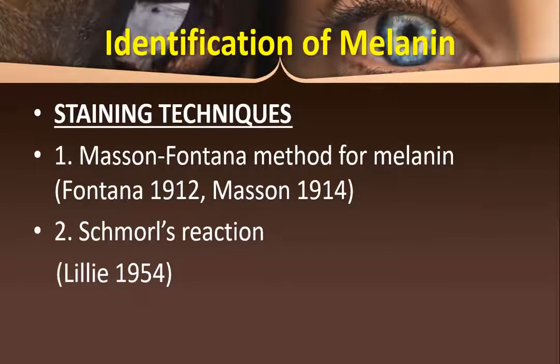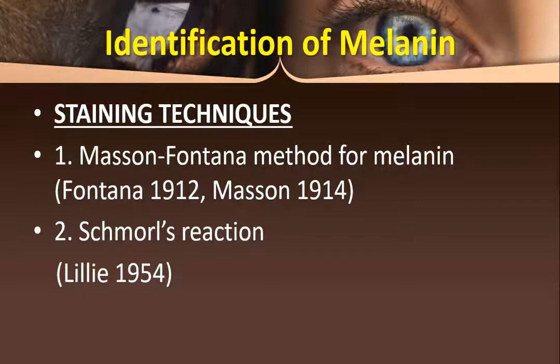Then identification of melanin. This is important from a lab point of view. If you are sitting in a histopathology lab and a skin sample has just been received, and the pathologist asks which stain you would like to do for melanin identification and to check the accumulation of melanin, there are two stains: Masson-Fontana method for melanin and the Schmorl's reaction. Okay, these are the two common stains.